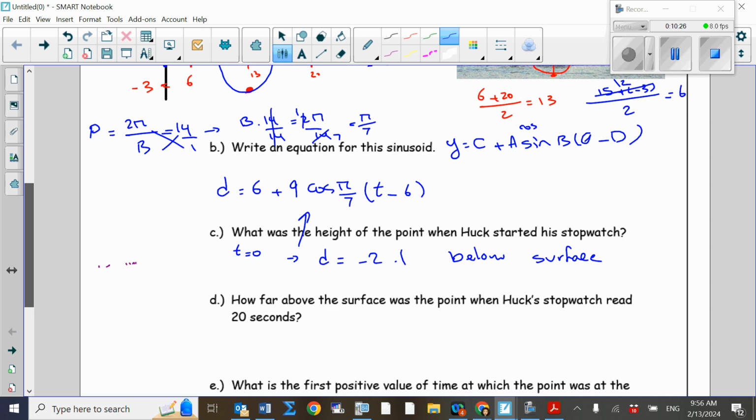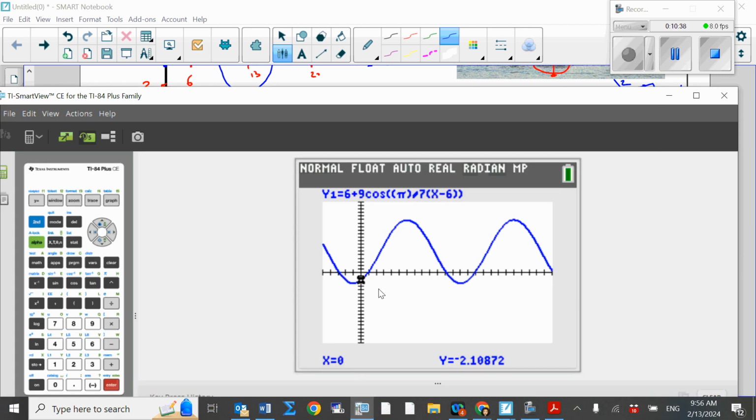Okay, now the next part says how far above the surface was the point when Huck's stopwatch read 20 seconds. So this time, looking at this graph, when the time is 20, we want to know what is the distance of the point from the water. So when time is 20, maybe around here, that's this point. It's probably the highest point. It's definitely the highest point, but we're going to try that just to make sure.